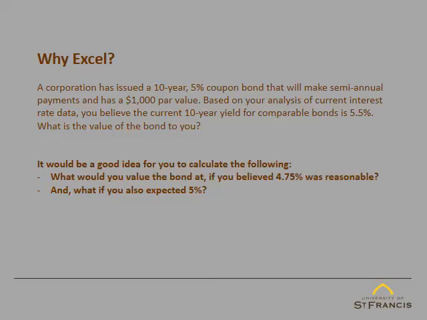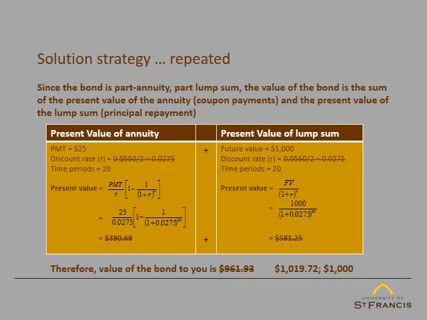I had concluded that lesson with the following task for you, the student, that you recalculate the value of the bond with a 4.75% expected rate of return and again with a 5% expected rate of return. If you actually did that, then here is what you would have to do. You would go back to all the formulas that we had used, replace the discount rate with the new discount rates for each part of the problem, once with 4.75%, once with 5%. You would recalculate the value of the bond.